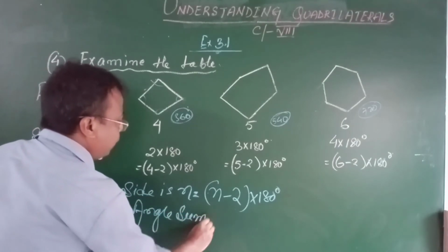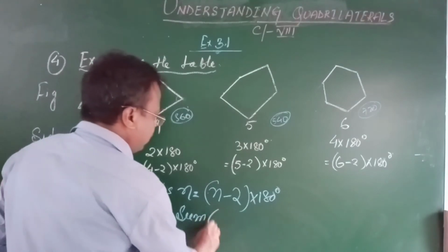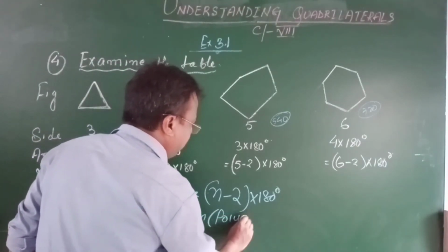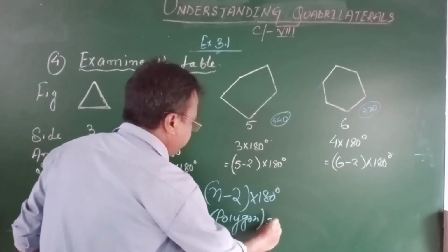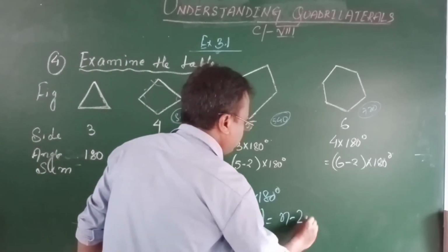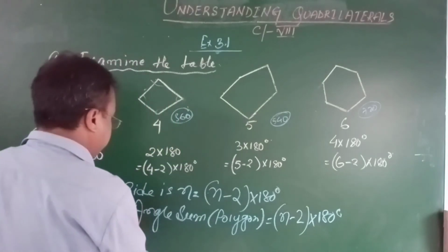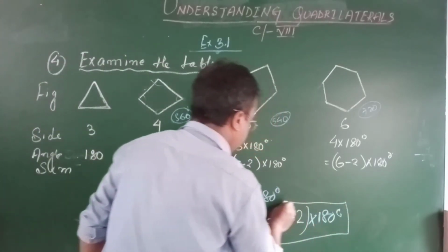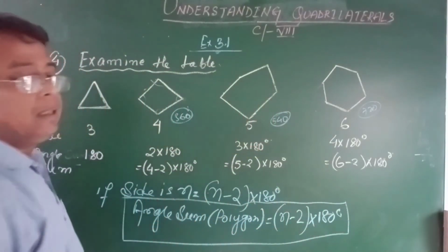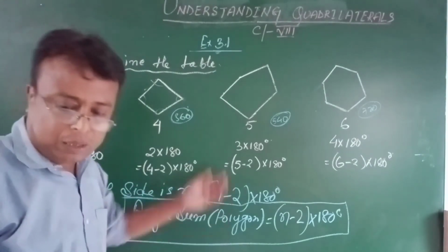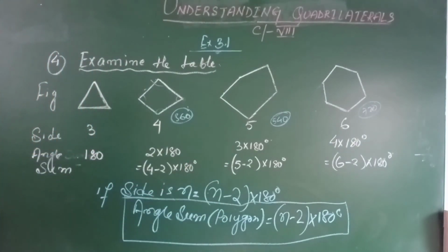the angle sum of any polygon you can find out by the formula n minus 2 into 180 degree. So if you remember this formula, you can find out the angle sum of any polygon. So let us try to do one question from this, question number 4.